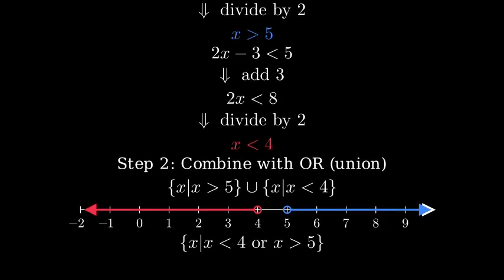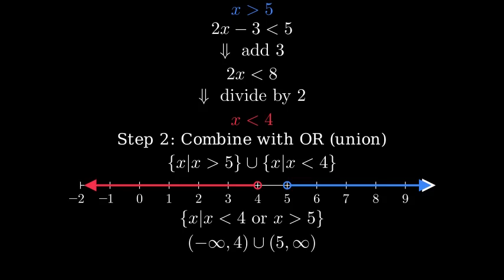In set builder notation, this is the set of all x such that x is less than 4 or x is greater than 5. In interval notation, we write this as the interval from negative infinity to 4, union with the interval from 5 to positive infinity. Now, let's move to our second example.